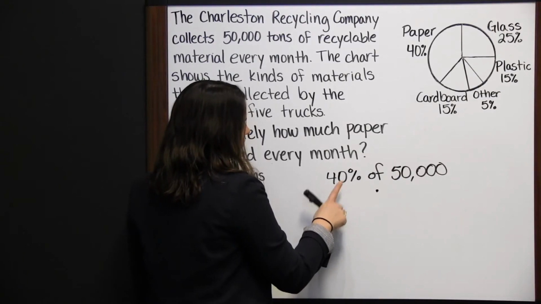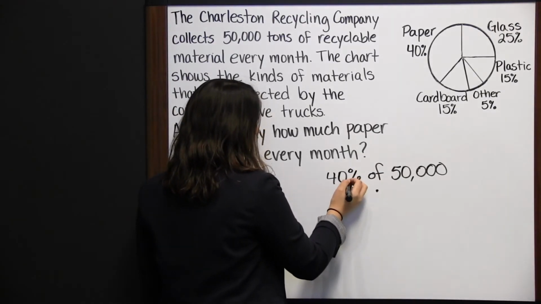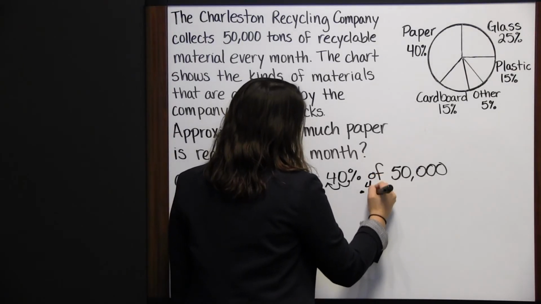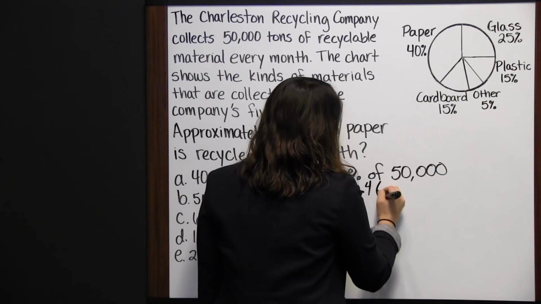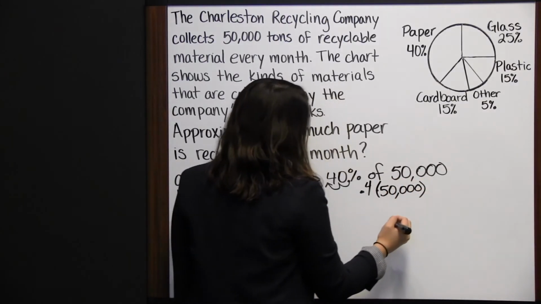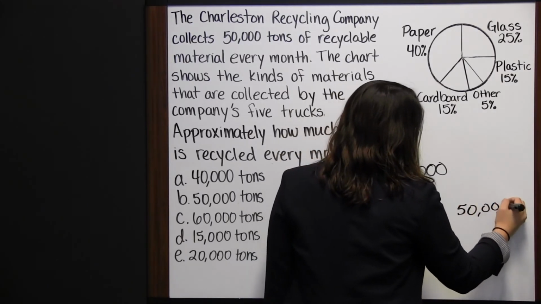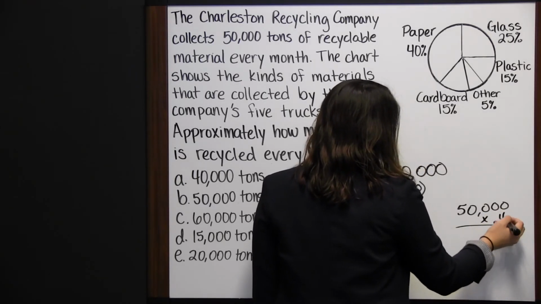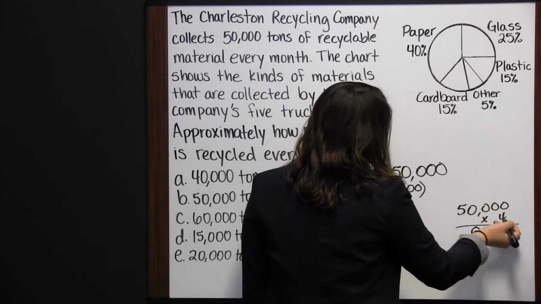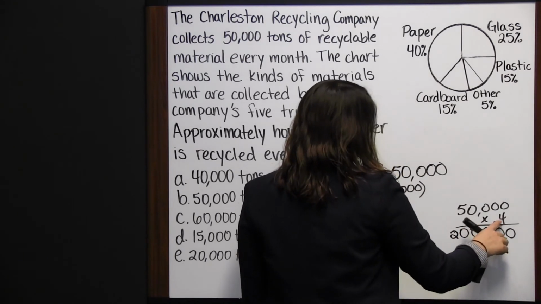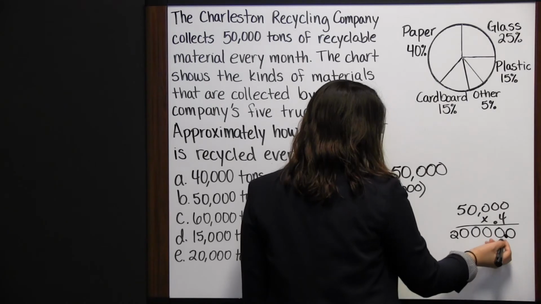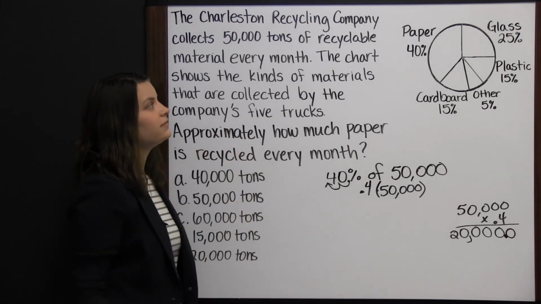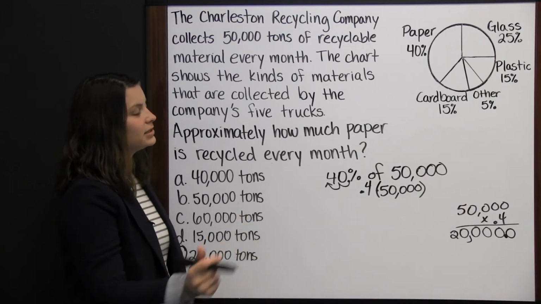And I'm going to multiply 40% and 50,000, which means I need to change 40% to a decimal. So move the decimal two places to the left. So I'm actually multiplying 4/10, or 40/100, it's the same thing, times 50,000. So we have 50,000 times 4/10. 4 times 0 is 0, 4 times 0 is 0, 4 times 0 is 0, 4 times 0 is 0, and 4 times 5 is 20. We have one number behind the decimal, so our answer should have one number behind the decimal, and we get 20,000 tons. So 20,000 tons of the total 50,000 tons of recyclable material is paper.